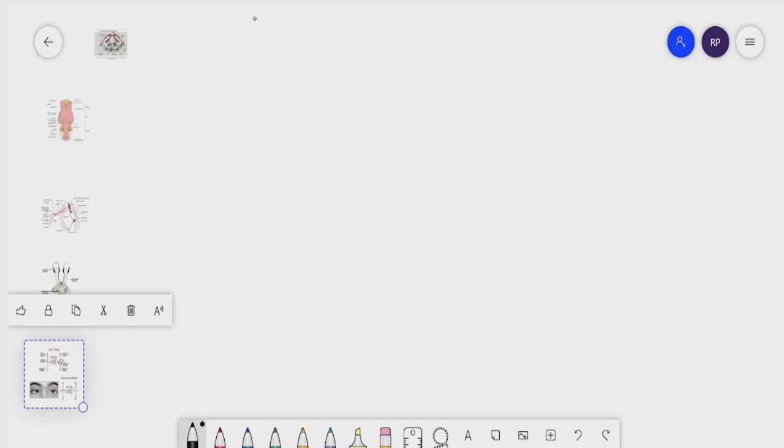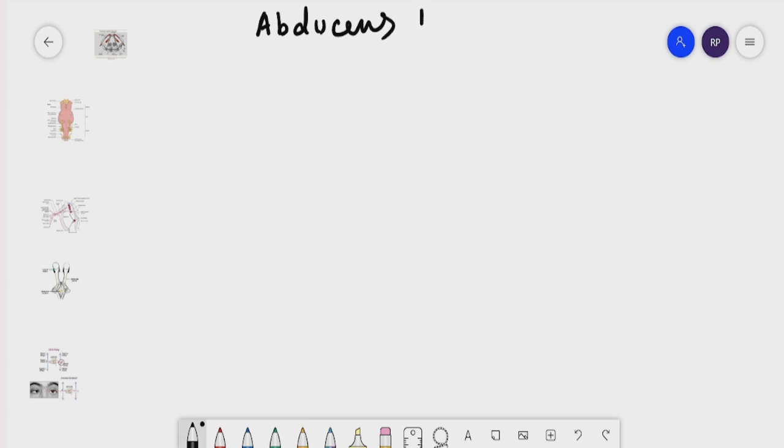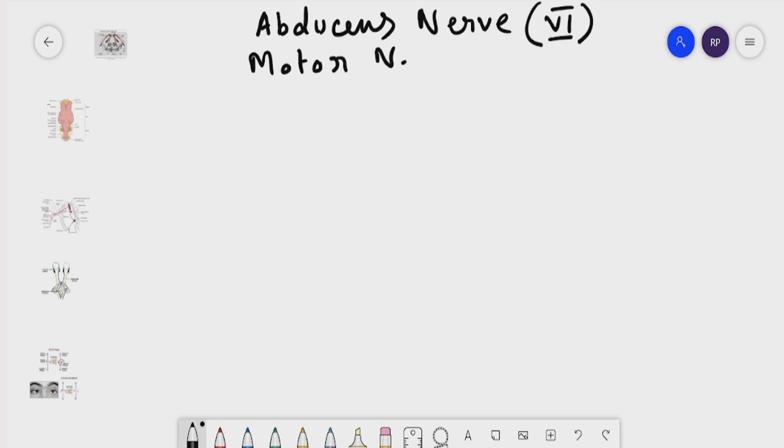Today my topic is on abducens nerve. It is the sixth cranial nerve. It is purely motor nerve. It has an intimate relation with the facial nerve.